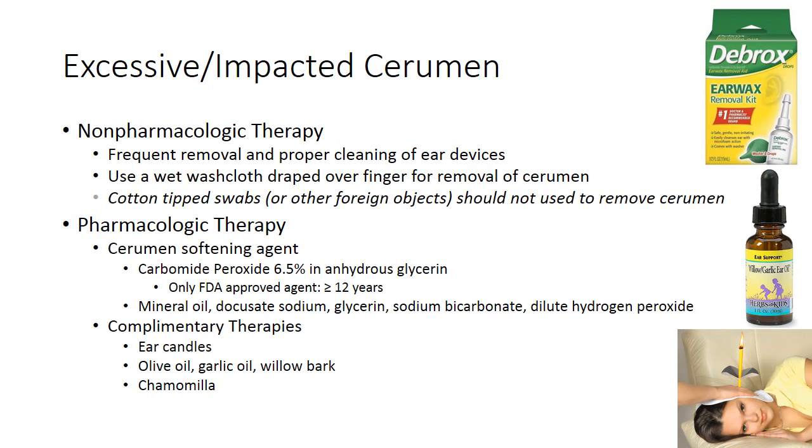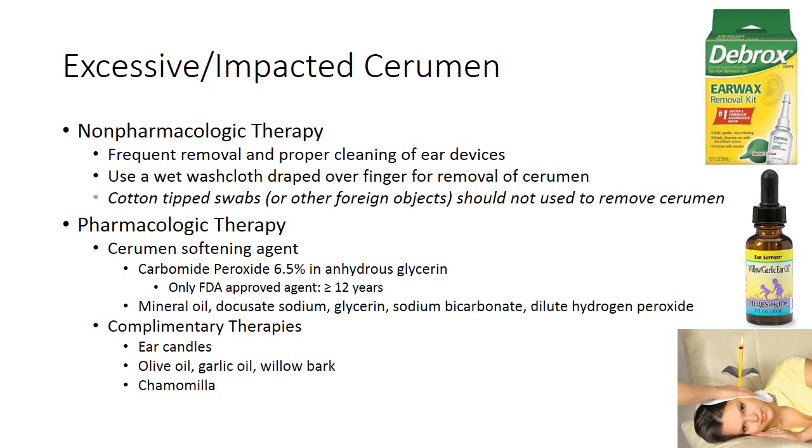Frequent removal and proper cleaning of ear devices, such as hearing aids and earbuds, may help prevent wax buildup. A wet washcloth draped over a finger is the safest way to remove cerumen from the ear and prevent impaction. Most people use cotton swabs to clean cerumen from their ears, but they actually push the cerumen into the ear further, increasing risk of impaction.